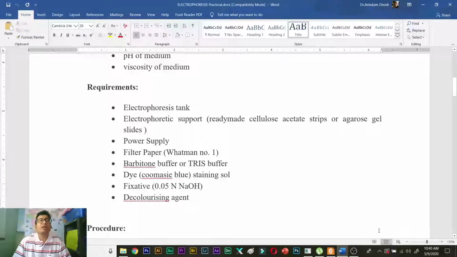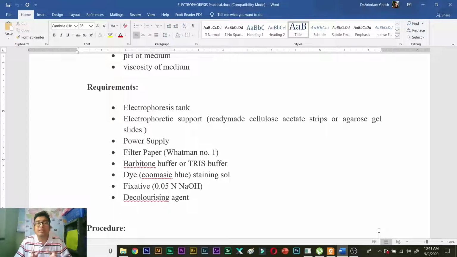The requirement for any electrophoresis experiment is, number one, an electrophoresis tank, a chamber in which the experiment is conducted. It is followed by an electrophoretic support, a support medium, a platform on which we will apply our sample, and on which, that is the ground on which the contestants will run. So, it will be either cellulose acetate strip or agarose gel slide or any agar gel, depending on the type of electrophoresis. Power supply.